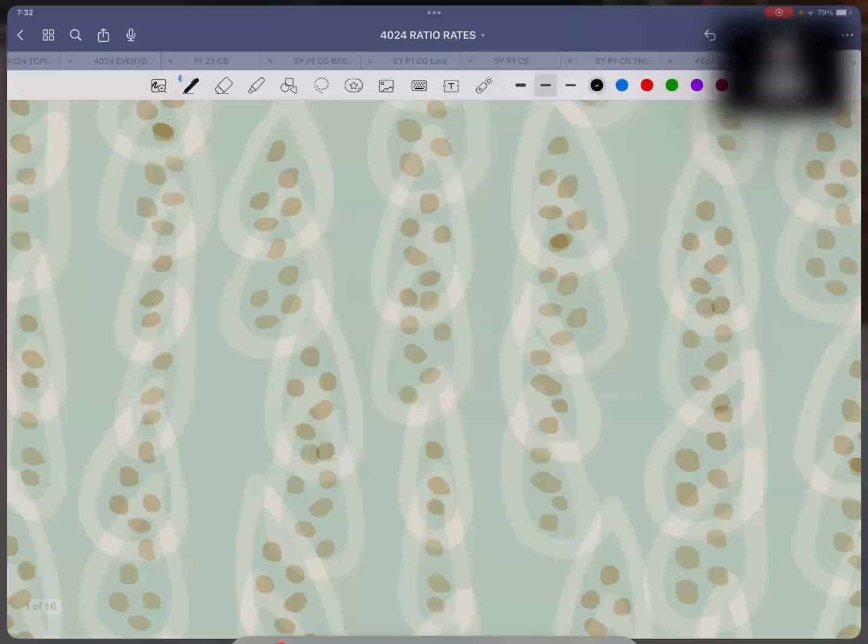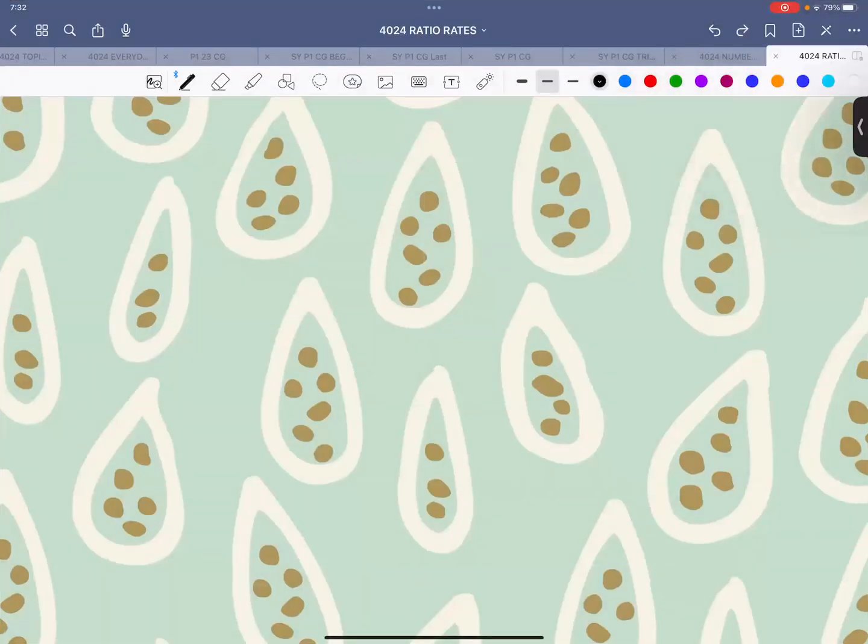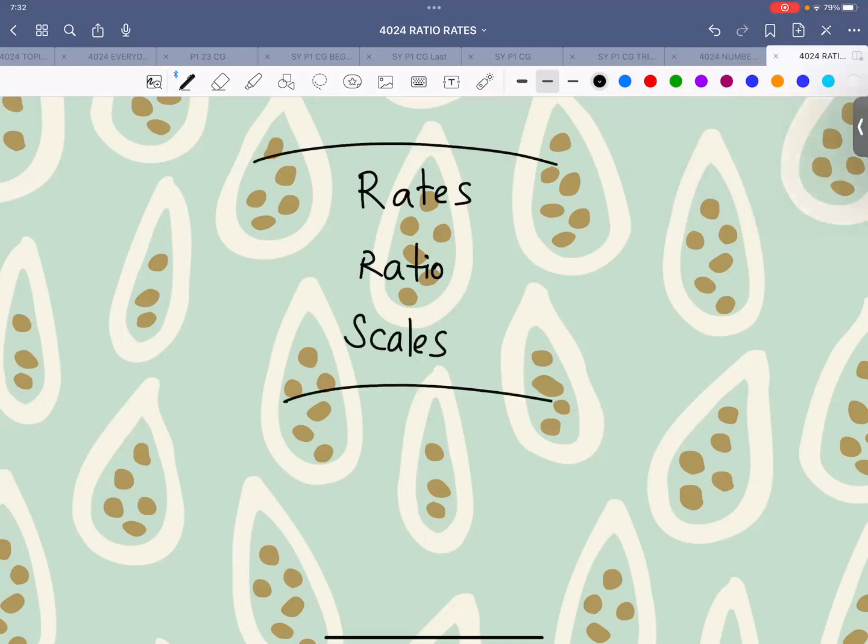We are starting today's class, and today's class is about rates, ratios, proportion, scales and maps, and everything related to it.